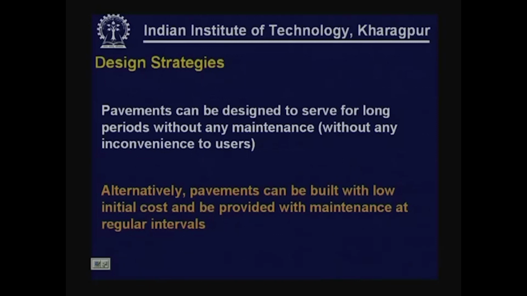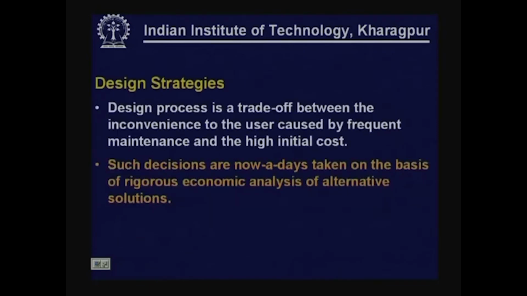So you can go for either of these two approaches. Design process is basically a trade-off between the inconvenience cost to the road user because of frequent maintenance that is required and the high initial cost. If you go for high initial cost, the frequent maintenance and the discomfort will be less. If you go for low initial cost, intermediate maintenance will have to be done, that will cause more discomfort to the users. So it is a trade-off between these two.